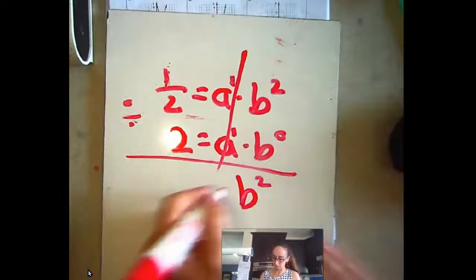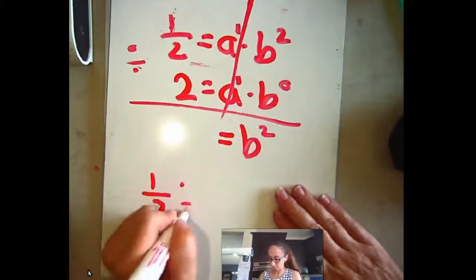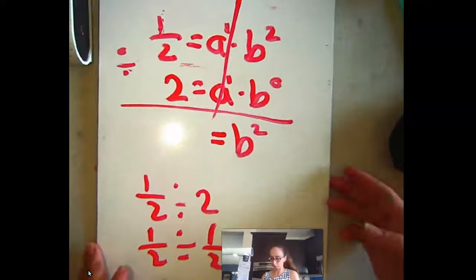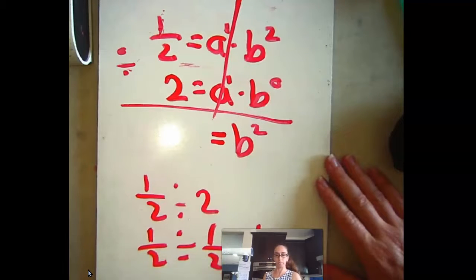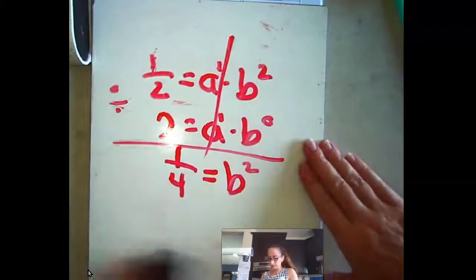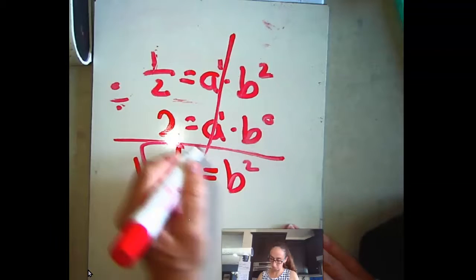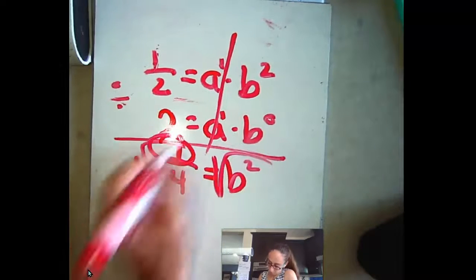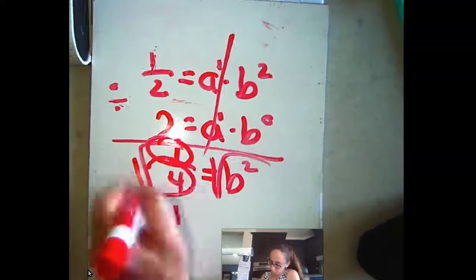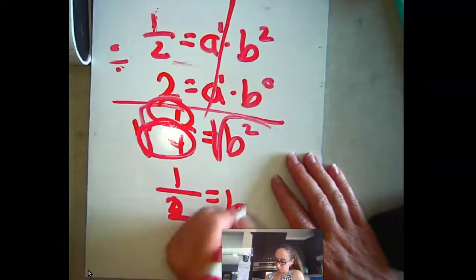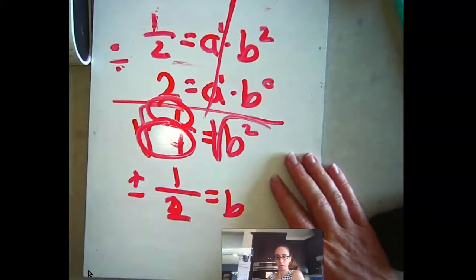Now my a is gone, and I go 1/2 divided by 2 is the same thing as 1/2 divided by 1/2, which is 1/4. Sorry, my head's in the way, I think. So now I go 1/4. How do you get rid of a square? You square root. Now some of you, that looks hard. Okay, what's the square root of 1? What's the square root of 4? And then whenever you have a squared, plus or minus.